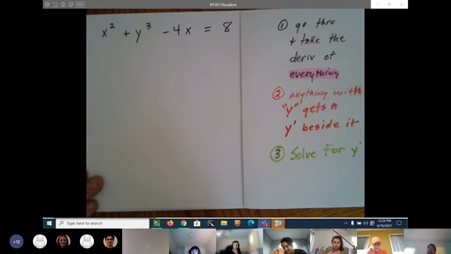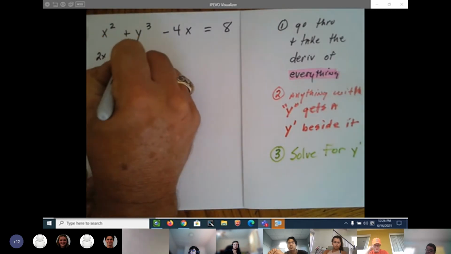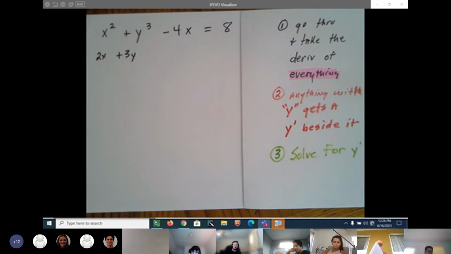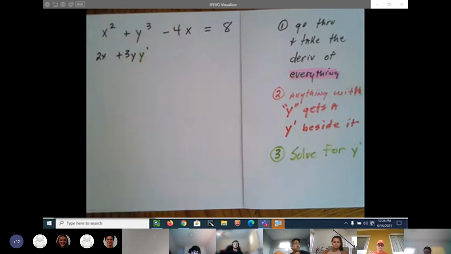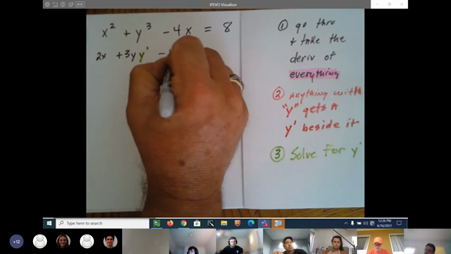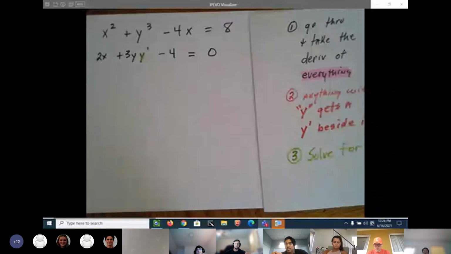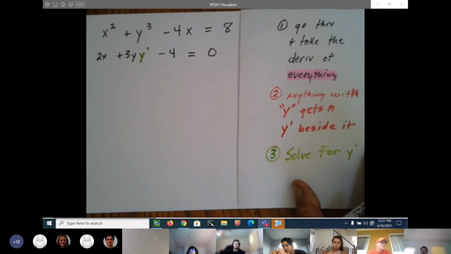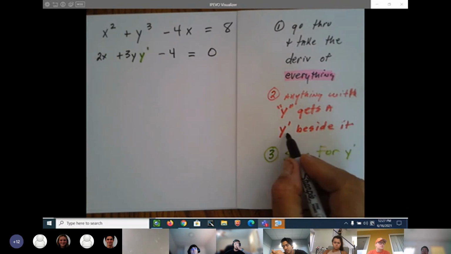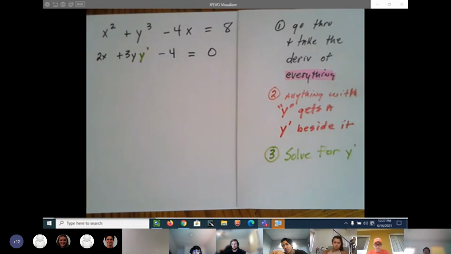All right, here we go. 2x plus 3y, y prime, minus 4 is equal to 0. So I just went through and I took the derivative of everything and I put y prime beside the one that I took the derivative of y with.